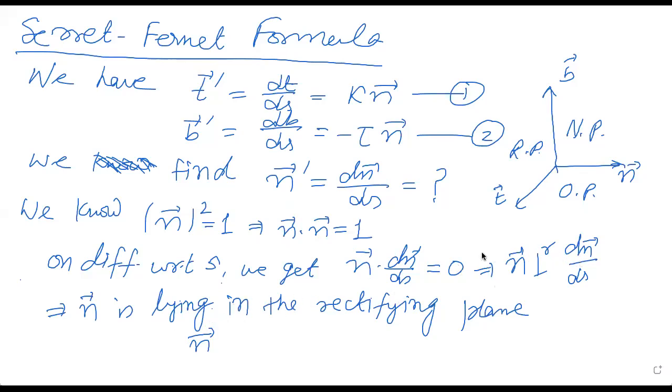N is perpendicular to dN over ds. So in fact, I can say N dash is lying in the rectifying plane because it is perpendicular to N. It means N dash can be written as a linear combination of T and B. Now I will find alpha and beta. Once we get alpha and beta, we are done. I have numbered this equation.